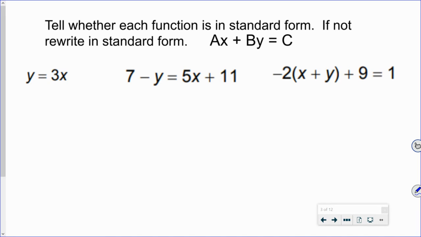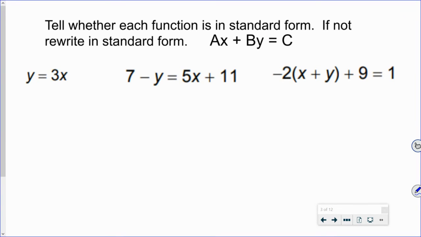Well, let's start out with a few examples. There are 3 here. Tell whether each function is in standard form. If not, we want to convert it to standard form. Actually, none of these are in standard form. In order for it to be in standard form, it has to be something x plus something y equals a number. But this first one's close.